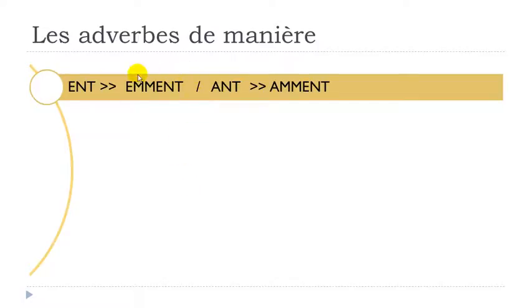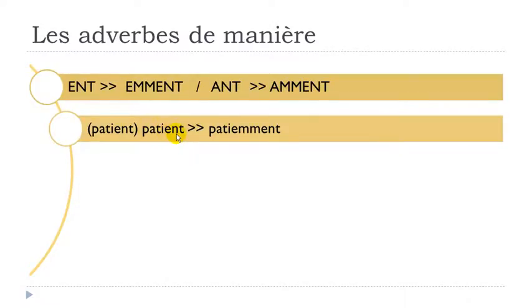Okay, so let's see another subgroup. Actually you've got two things here. If your adjective ends with ENT, it will be transformed for the adverb into EMMENT, and if it ends with ANT, it will be transformed into AMMENT. I put them in the same group because phonetically, and that's the important thing, you will pronounce them the same way: amant. Okay, so let's see how it goes. Patient, and then patiemment. Even if you write it E-M-M-E-N-T, phonetically it goes like amant. Patiemment, all right?